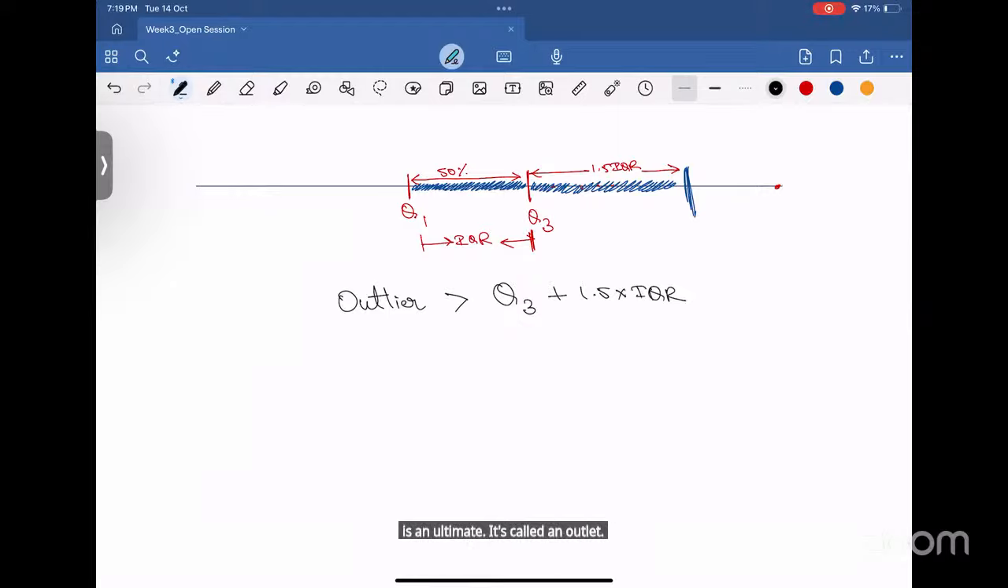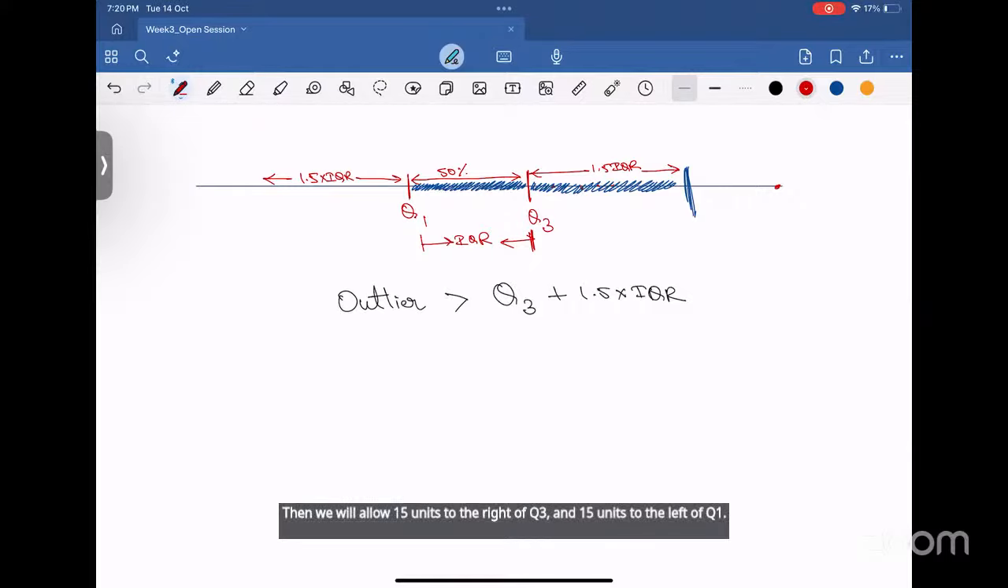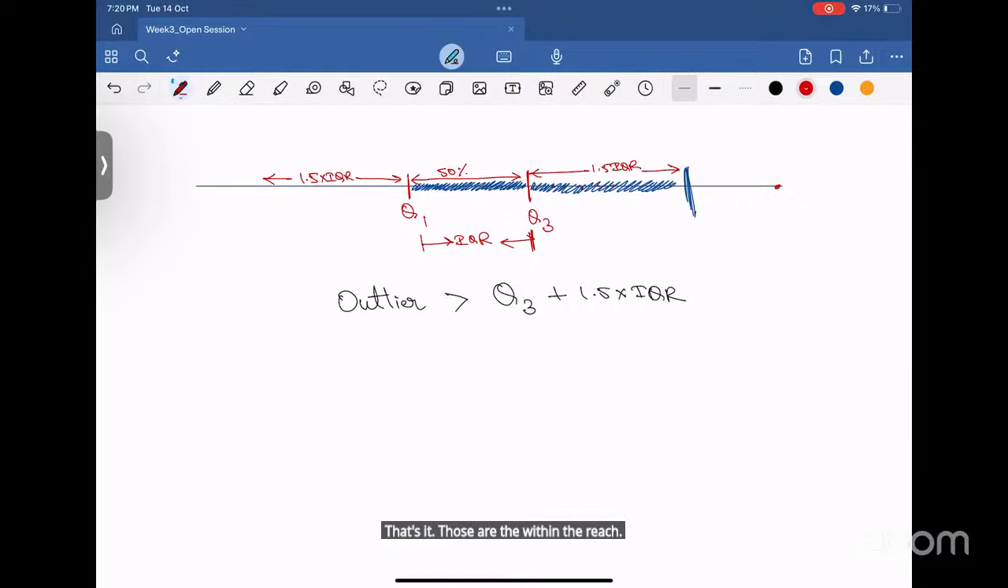Similarly, to the left side also, anything to the left of Q1, far away from Q1, is also an outlier. And how far? On this side also, we are only allowing 1.5 times of IQR. So if IQR is 10, then we will allow 15 units to the right of Q3 and 15 units to the left of Q1. That's it. Those are within reach. Anything lesser than that or greater than this will be an outlier.